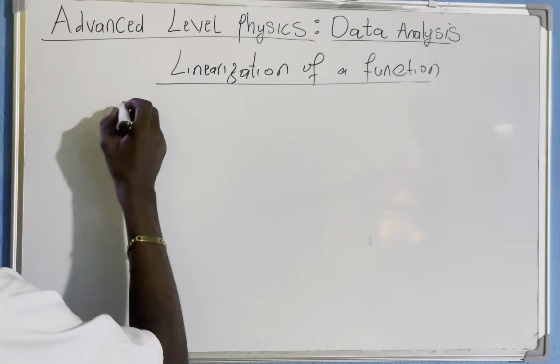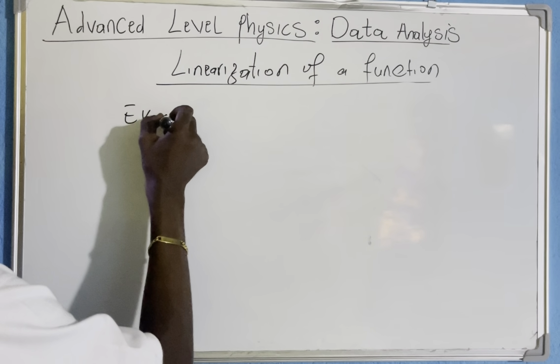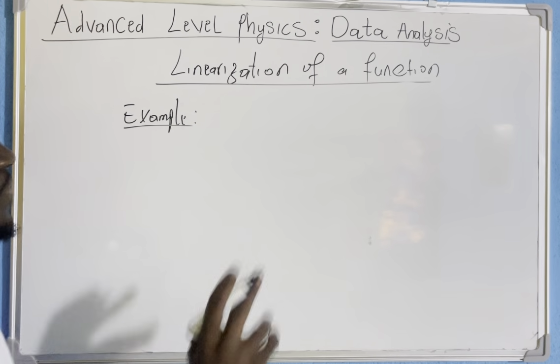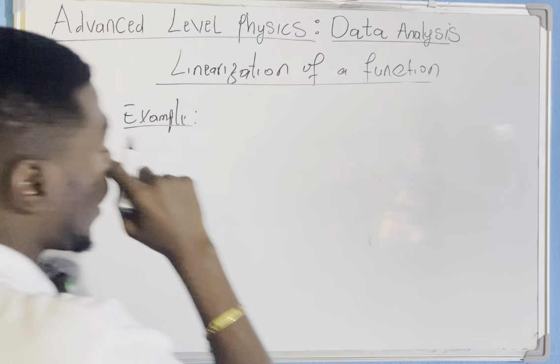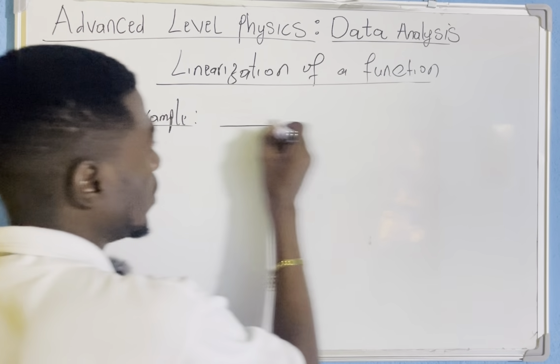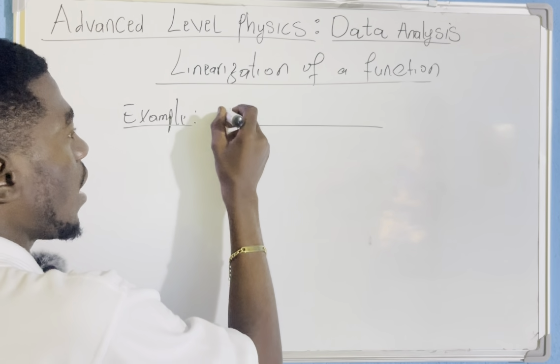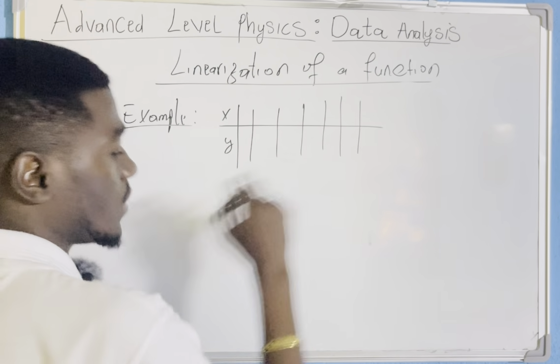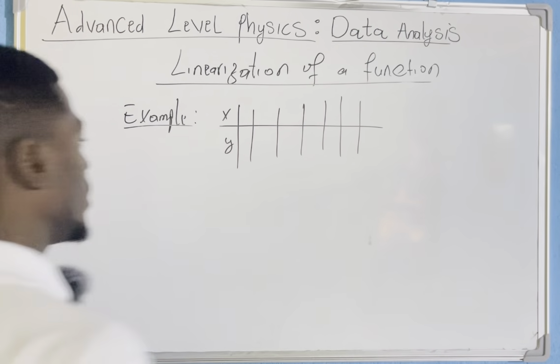Okay, so let us take a quick example here. This is a quick example to understand something. Now, let us say I have a table of x and y with different values. Then I'm asked to linearize.